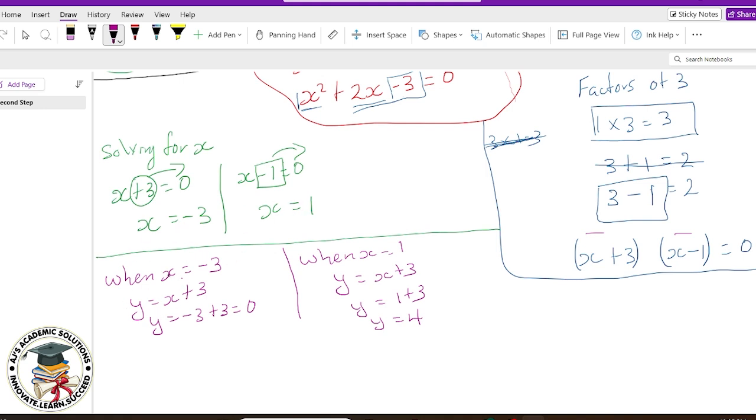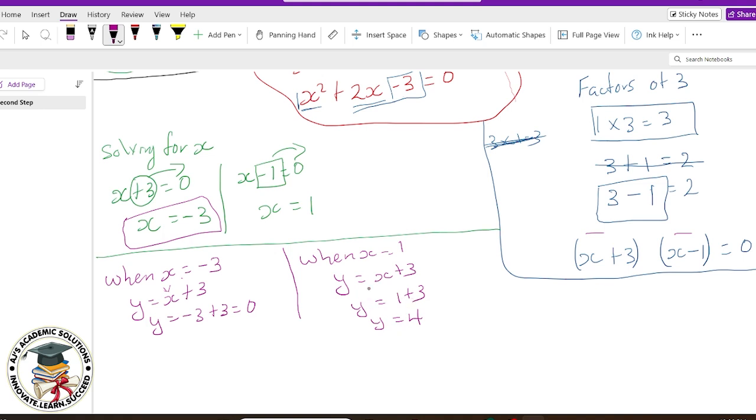And then our final step, when x is equal to negative 3, which is what we have here, we're substituting negative 3 wherever we see x. So we see x here. That's why we put negative 3 here. Negative 3 plus 3 is equal to 0. And in this case, when x is equal to 1, wherever we see x, we just put 1. 1 plus 3 is 4, and that's it.